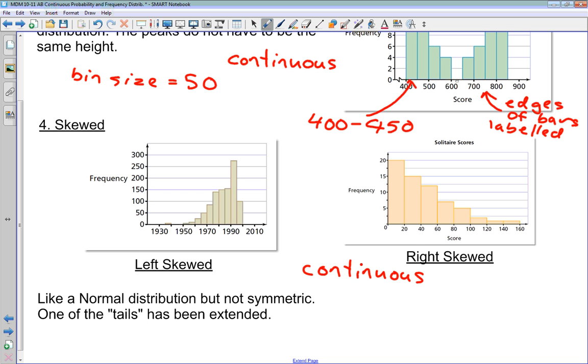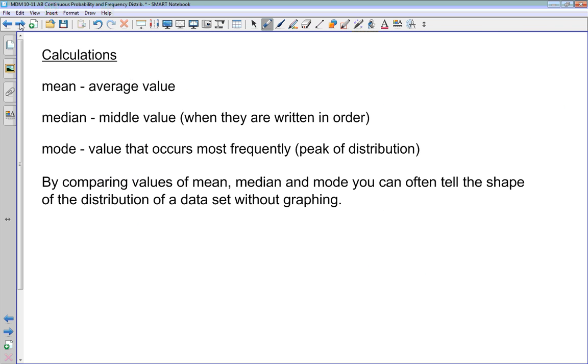So those are the shapes of distributions that we're going to be using. What do you need to be able to calculate? Well, you need to be able to calculate the mean, the median, and the mode. And I'll just remind you of what these calculations are, and you'll get a lot of practice working on them as you go through the learning guide.